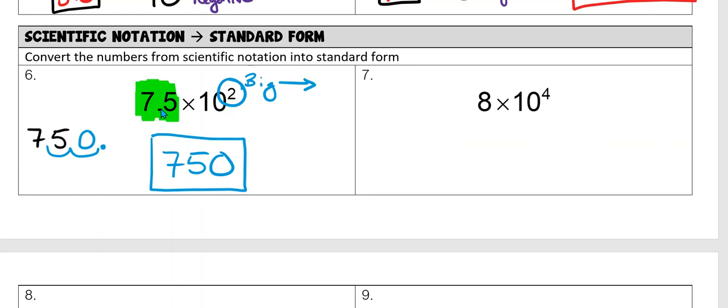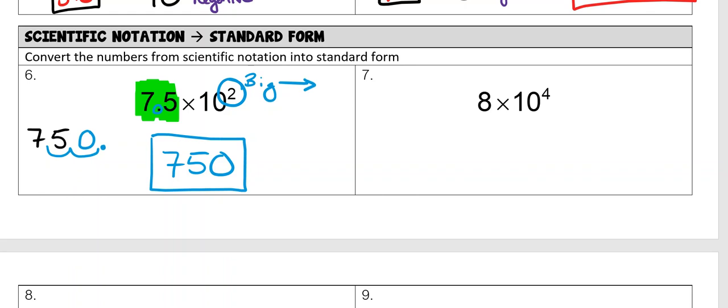So again, I start where that original decimal point is, and then I move to the right, since this is a positive exponent. If we think about the number line, positive numbers are on the right, and that exponent was 2, so I moved 2 spaces to the right. Go ahead and pause the video and try the next one on your own.